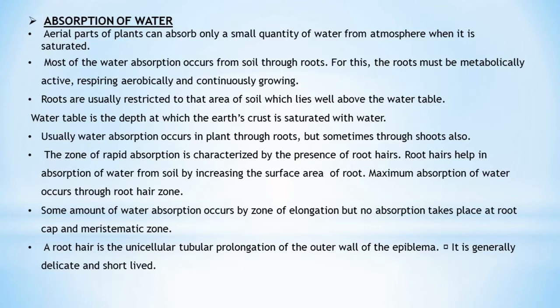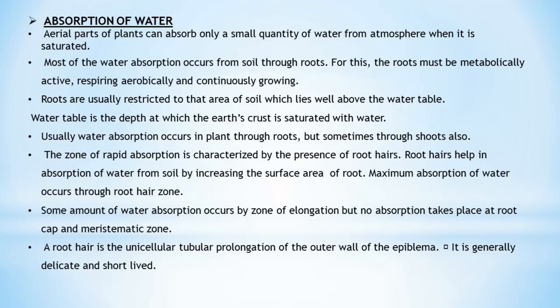Usually water absorption occurs in plants through roots, but sometimes through shoots also. Usually water is absorbed from soil, but sometimes through the green branches present just above the soil; in certain plants water absorption takes place through those branches also. The zone of rapid absorption is characterized by the presence of root hairs. Root hairs help in absorption of water from soil by increasing the surface area of the root. Maximum absorption of water occurs through the root hair zone. You all know that root hairs are very important parts of the plant body which absorb a large amount of water. We have discussed in our first year topics what the root hair is and its main parts. You can go through it if you have any doubts.